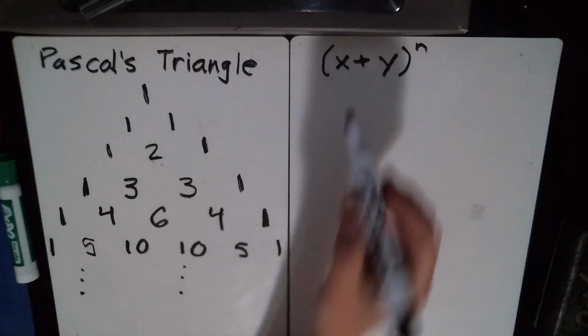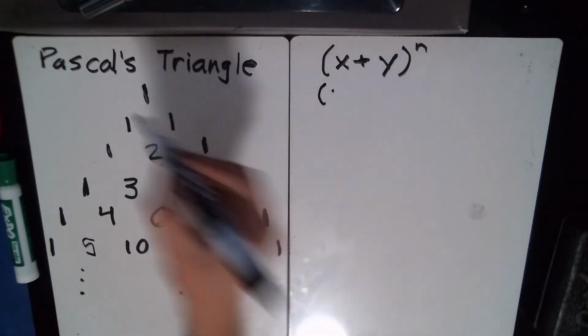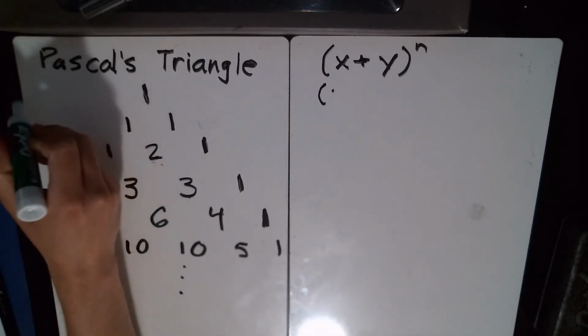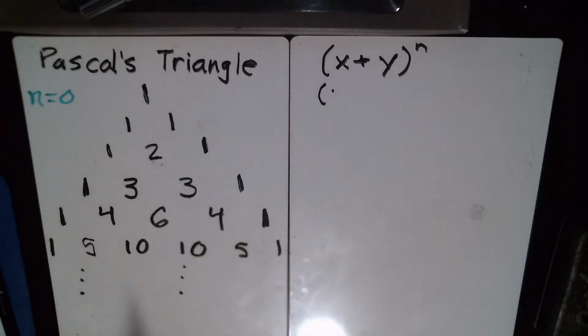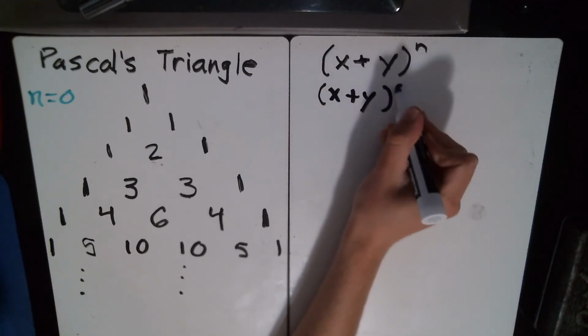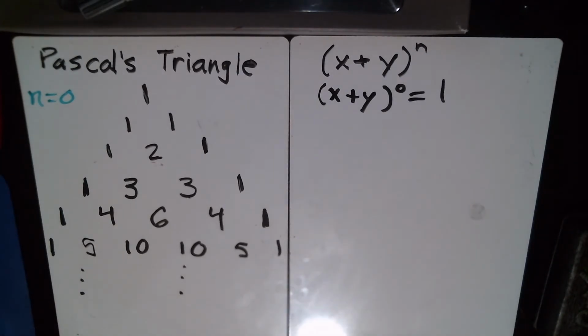And so what Pascal's triangle does is, you can think of the first row of this, we start at the 0th row. So this is where n equals 0, this top row, okay? Well, when you put a 0 power on it, x plus y to the 0, that's just 1, right? Anything to the 0 power is 1, so that's why there's that 1 there, okay?